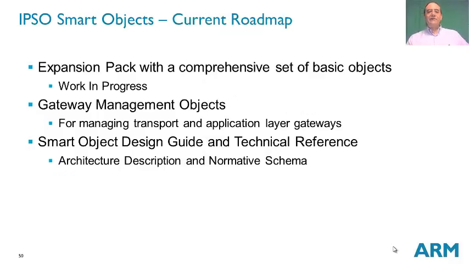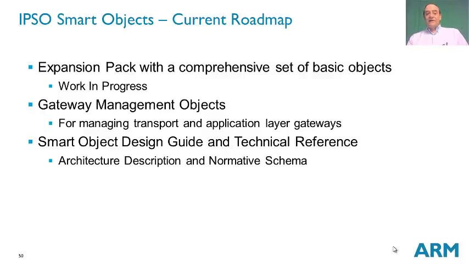So the current roadmap is to first publish an expansion pack, to build on the starter pack of basic objects and create a comprehensive set of basic objects that represent most of the physical properties and simple devices that need to be represented. So in addition to temperature and humidity, we want to add pressure and depth and speed and direction and things of that nature, as well as on-off switches and light dimmers and other kinds of control interfaces.